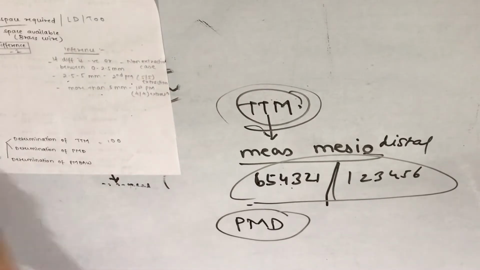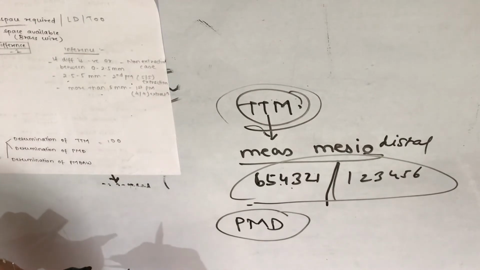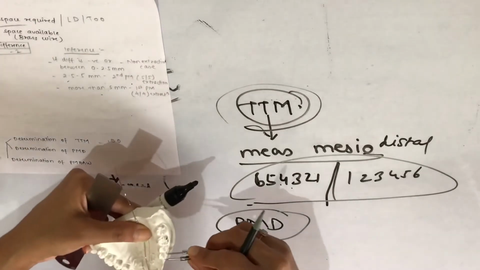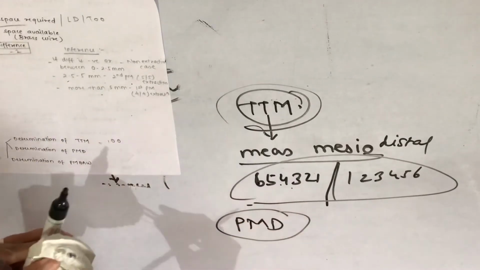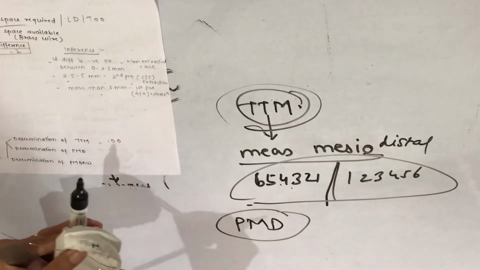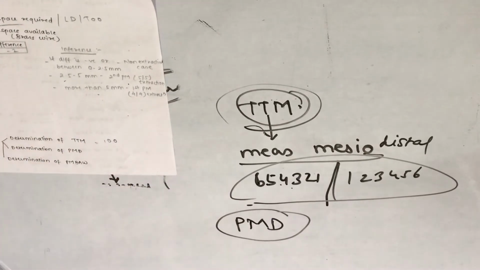So you have calculated the mesiodistal width like this, and you're just adding them up. These are the mesiodistal widths of all the 12 teeth which are mesial to your second molar. Then you have calculated it. Then next is the premolar diameter.